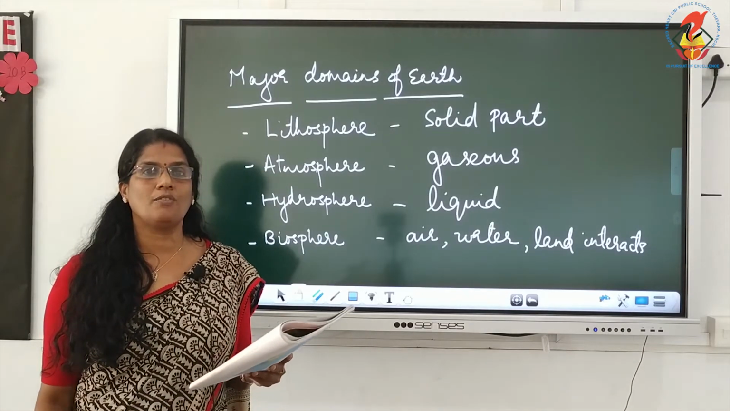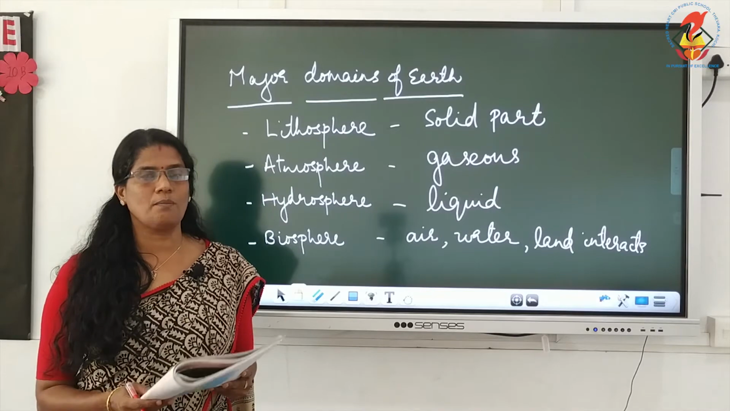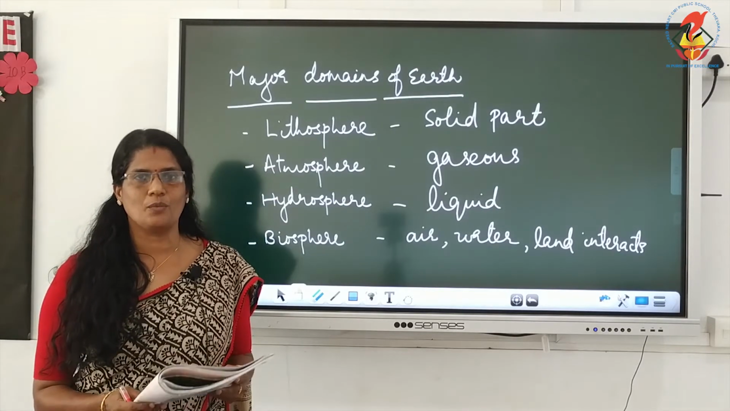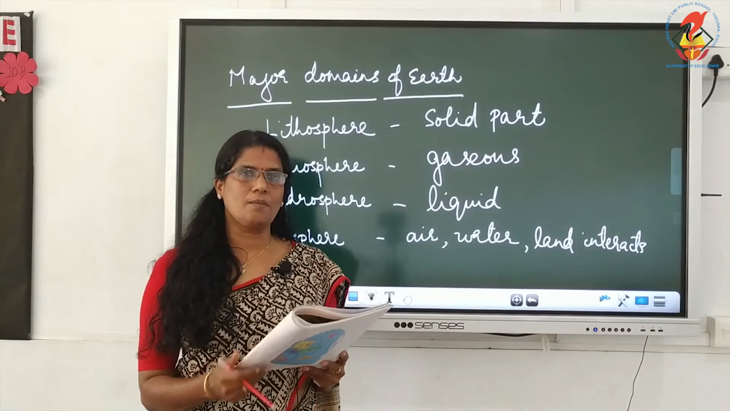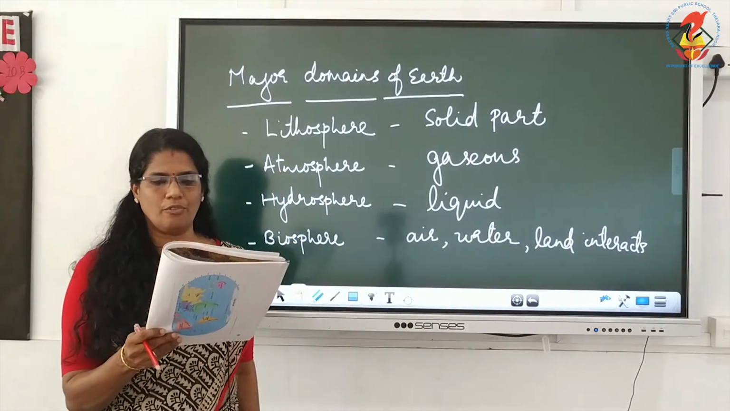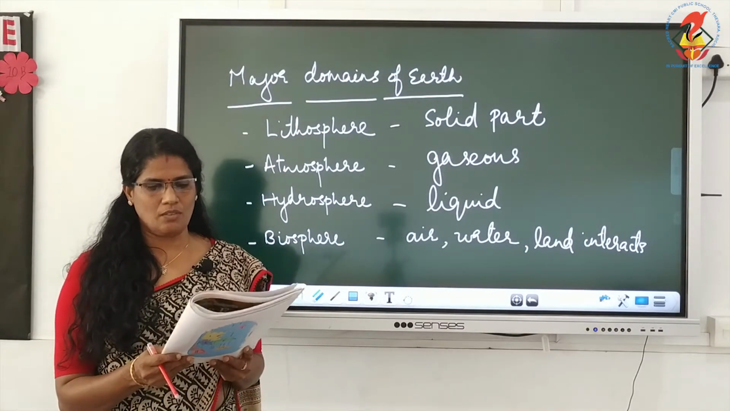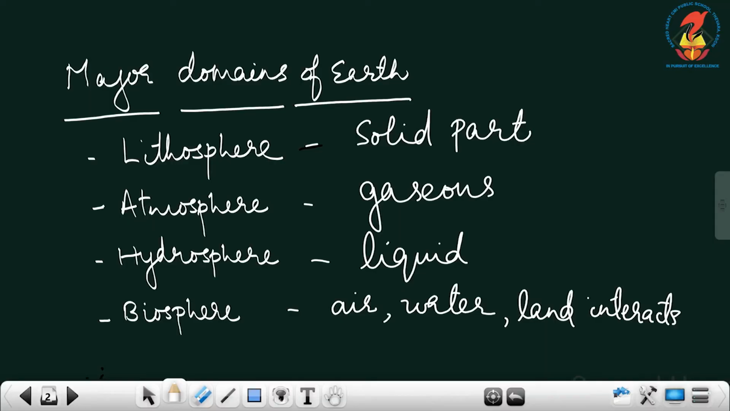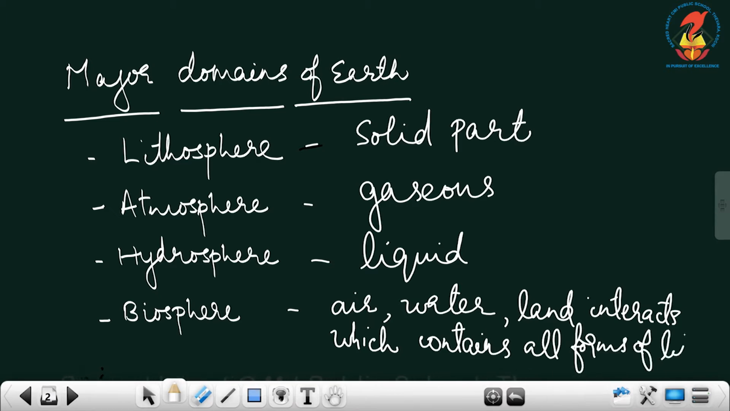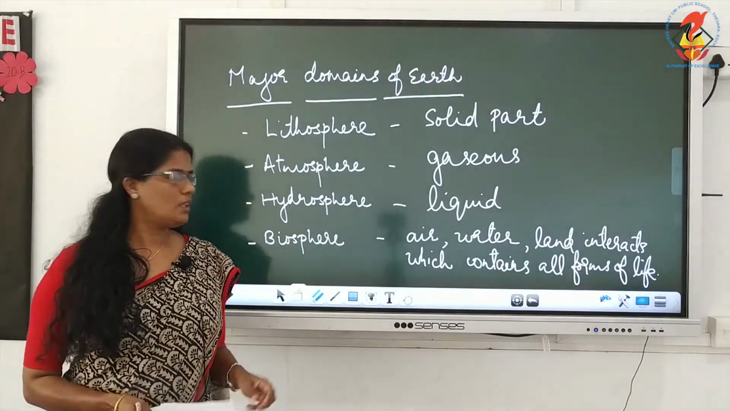All these gases are found in the atmosphere. Then a big area of the earth is covered with hydrosphere, water bodies. You know 71% of the earth is covered with water bodies. Then comes the biosphere, the narrow zone where we find land, water and air together. They interact with each other, which contains all forms of life. Clear? Now coming to lithosphere.